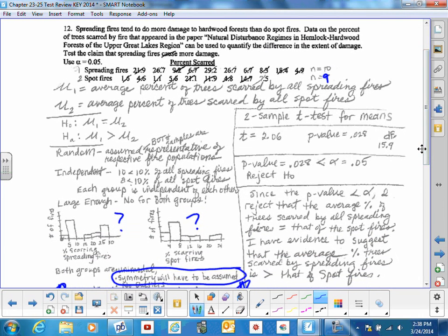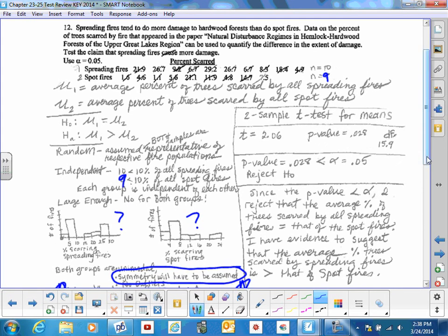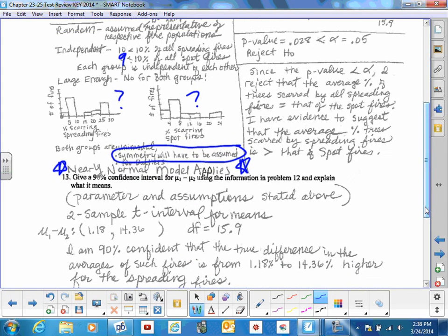Okay, number 12, I boo-booed. It's actually N is 9. Now, let's address this problem with these histograms. Okay, so I was concerned and perplexed with these histograms because neither one of them.